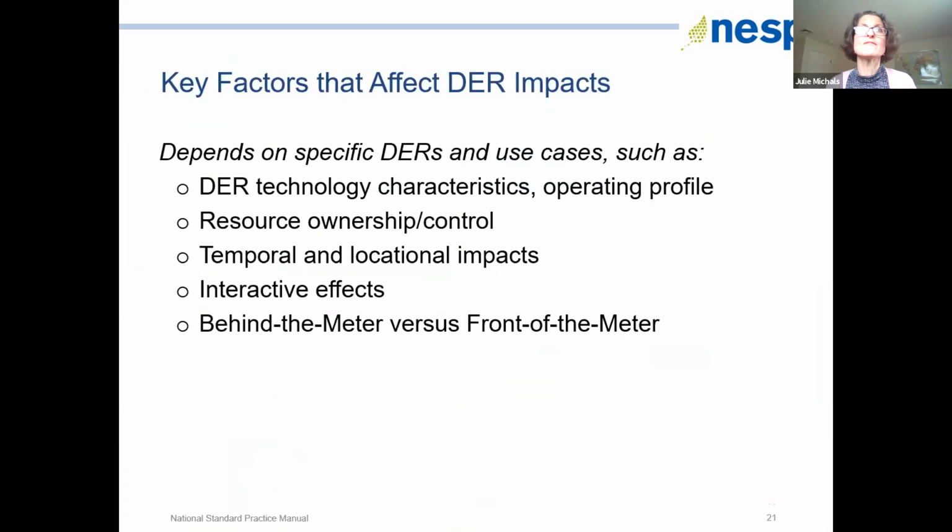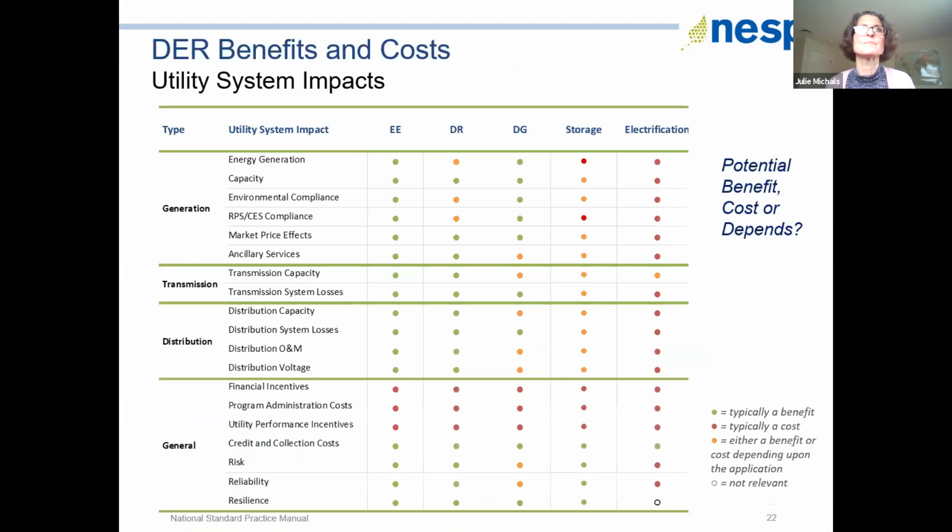So moving on to key factors that affect DER impacts, I mentioned that we have a section, part 3, that focuses on the different DER category types. And in each of these, we look at, well, what are the things that affect BCA for different DERs? I'm not going to read through all of these, but they should be pretty obvious. And in fact, Kate's going to go into more detail on some of these examples.